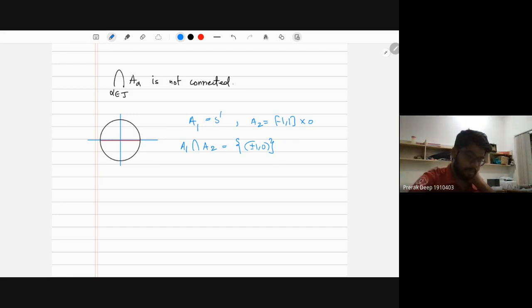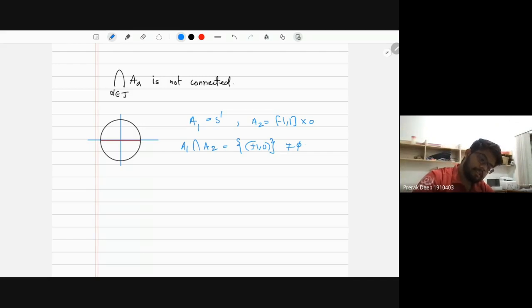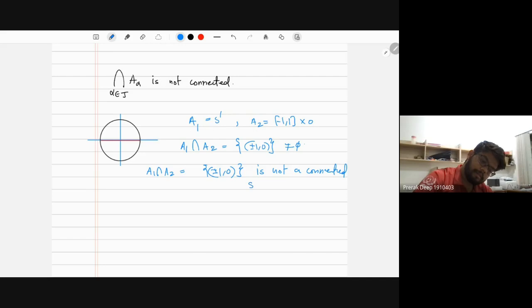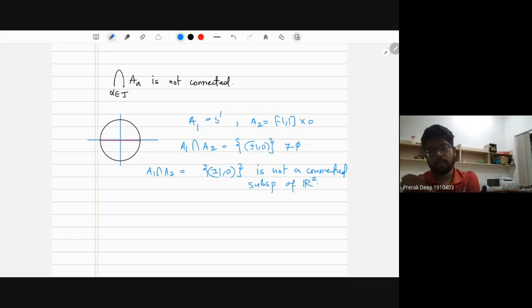So this is a non-empty intersection, so it satisfies the properties of the collection. But if you consider this intersection, which is plus minus 1, 0, this is not a connected subspace of R2. Can anyone of you give me the reason why these 2 points are not a connected subspace of R2?